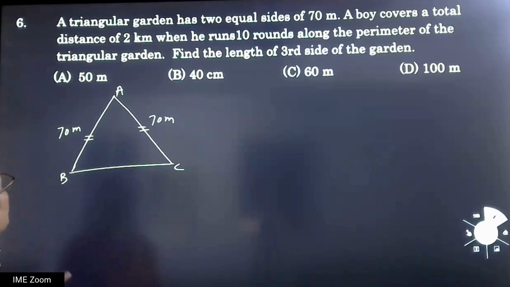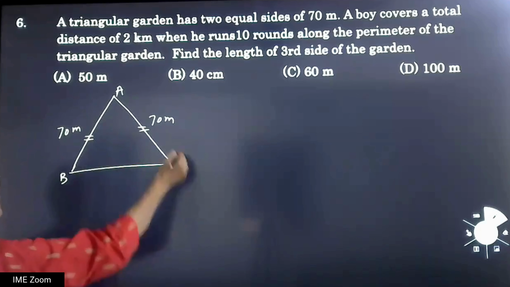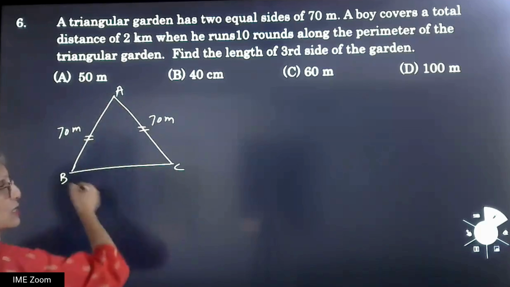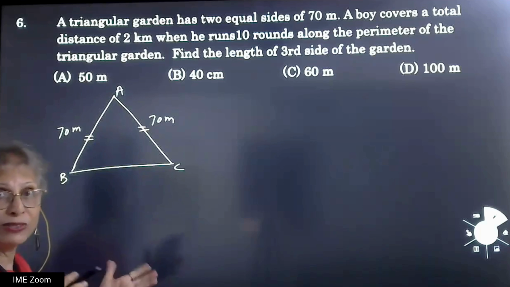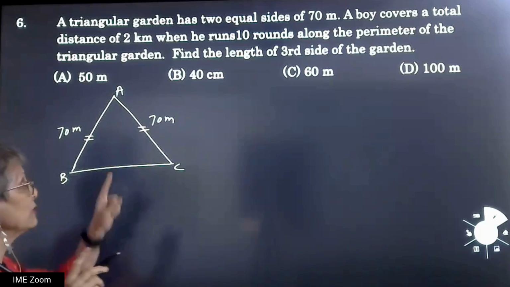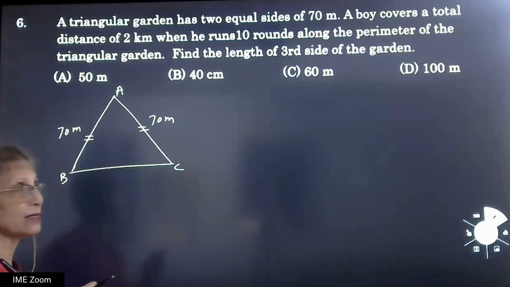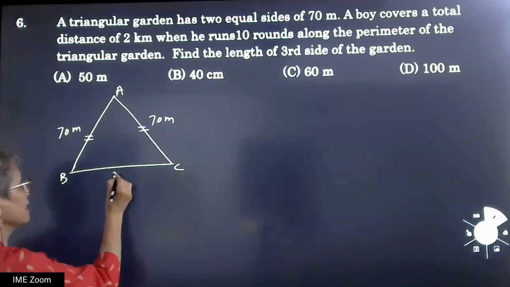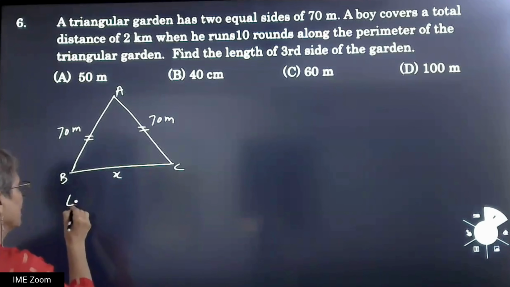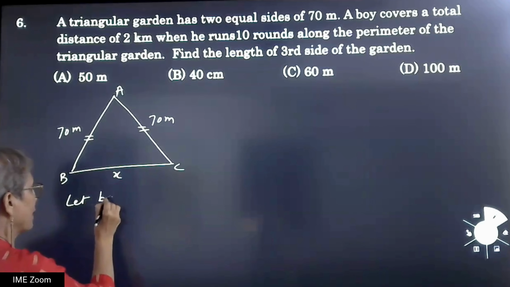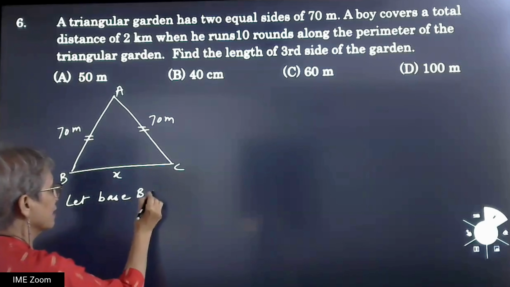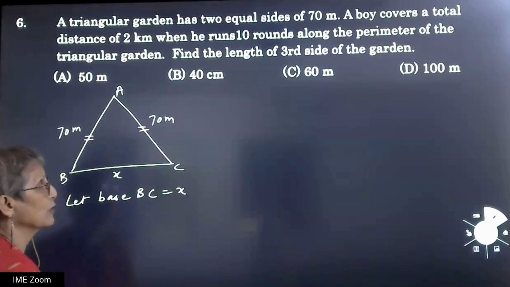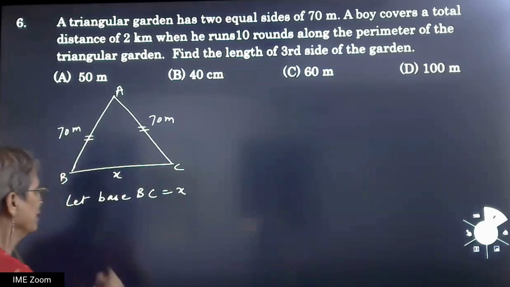A boy covers a total distance of 2 kilometers when he runs 10 rounds along the perimeter of a triangular garden. He is running along these edges of the triangle. How many rounds? 10 rounds. And in 10 rounds, he covers 2 kilometers. But this side is not given to us. So let us consider this side x. Let base BC equal to x.